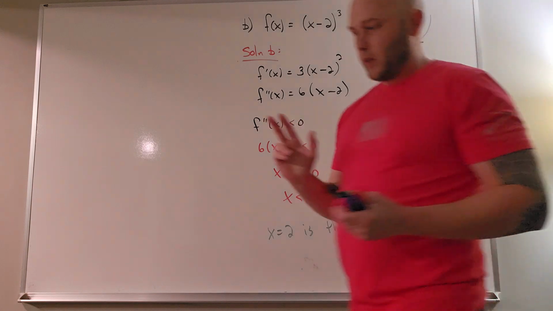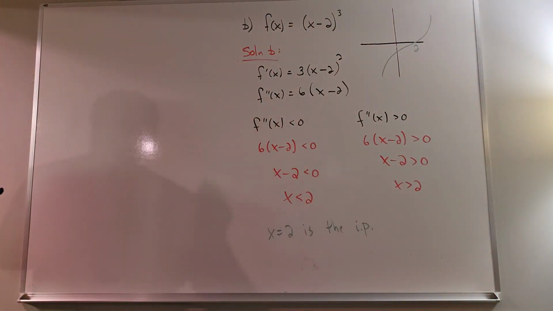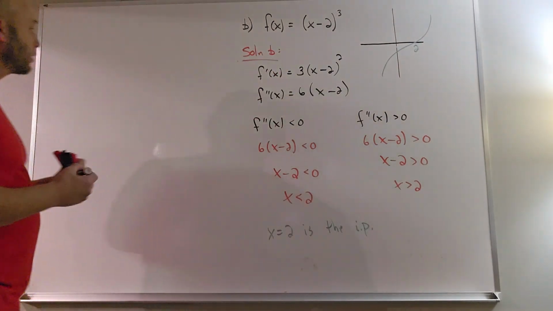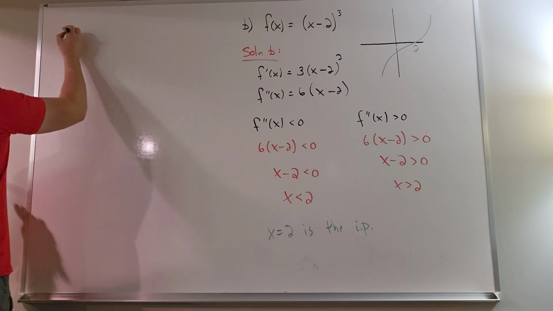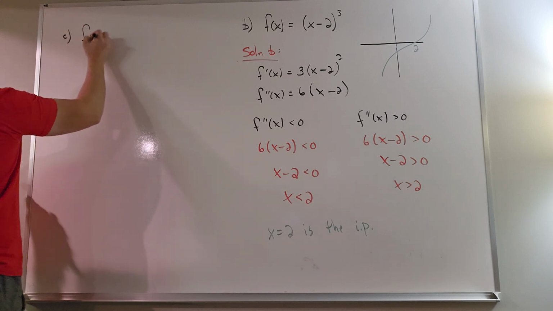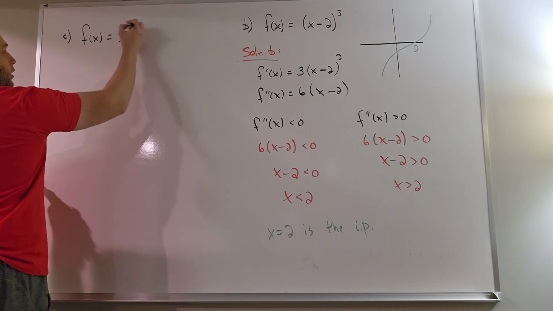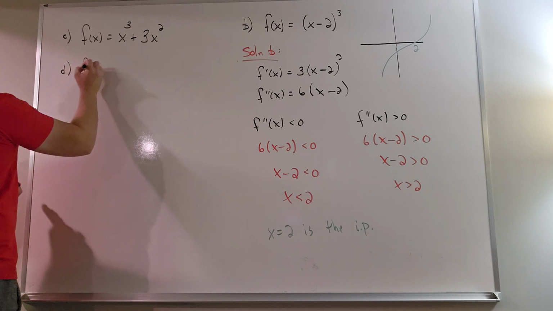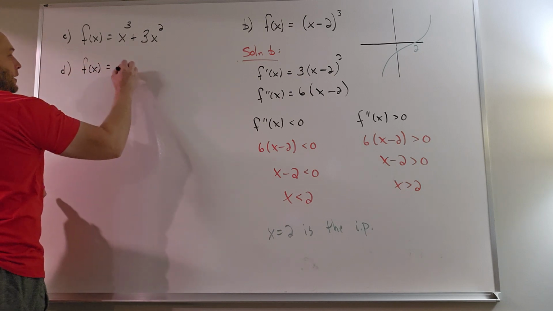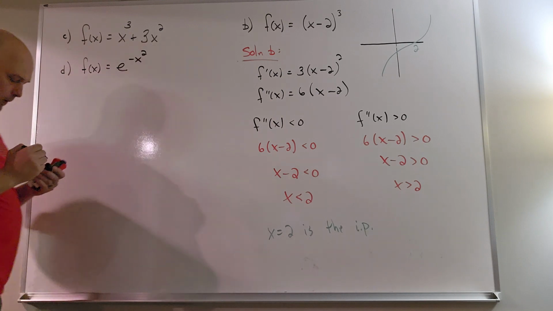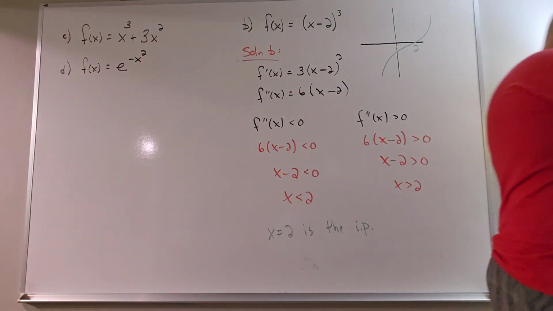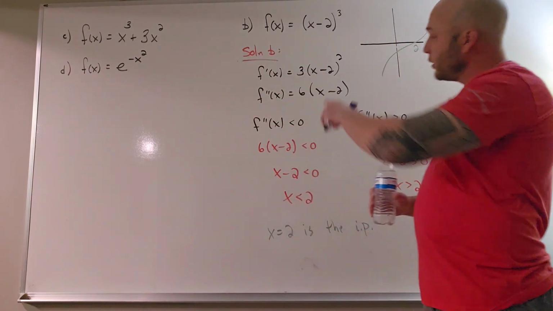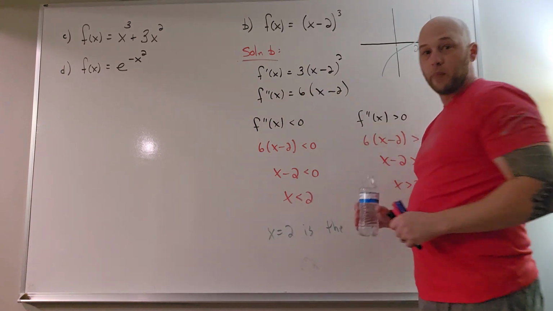Let's take a look at 2 types of functions. I'm going to do another cubic polynomial, but I'll have it written a slightly different way, and then let's do an exponential function. So part C, let's do f of x is equal to x to the third plus 3x squared. And then part D, let's do f of x is equal to e to the negative x squared. Okay. What I would suggest is maybe pause the video and try part C and D on your own using the technique that I illustrated in part B.